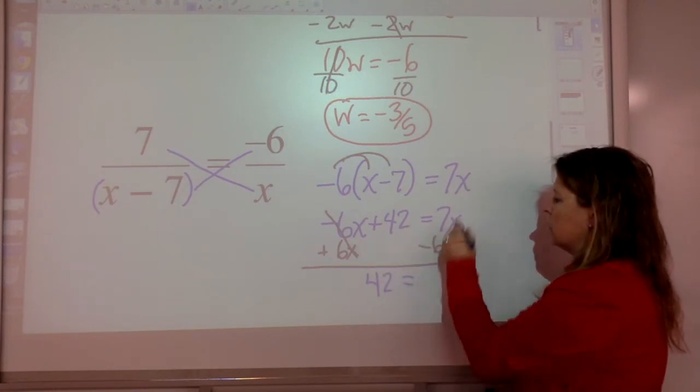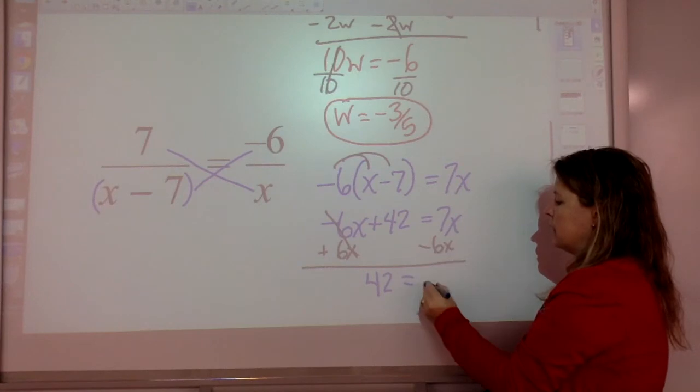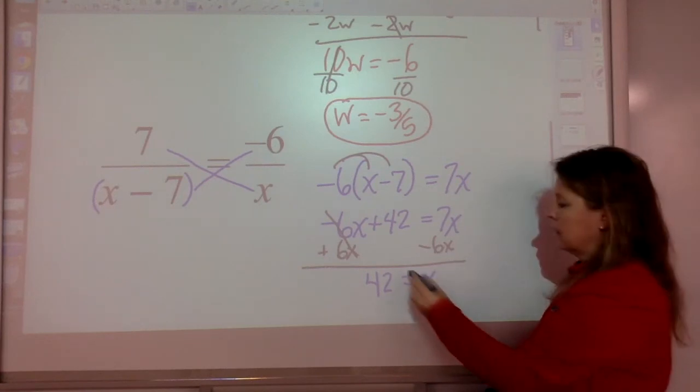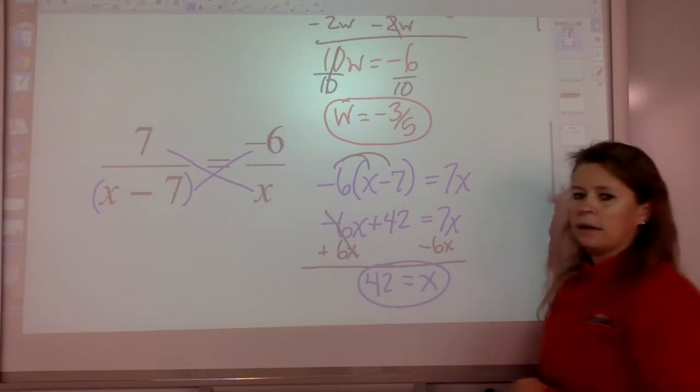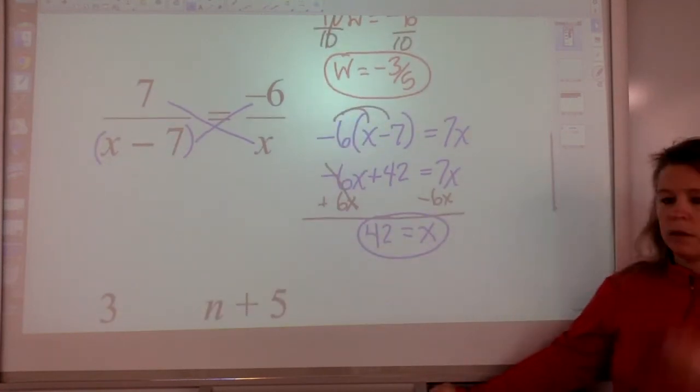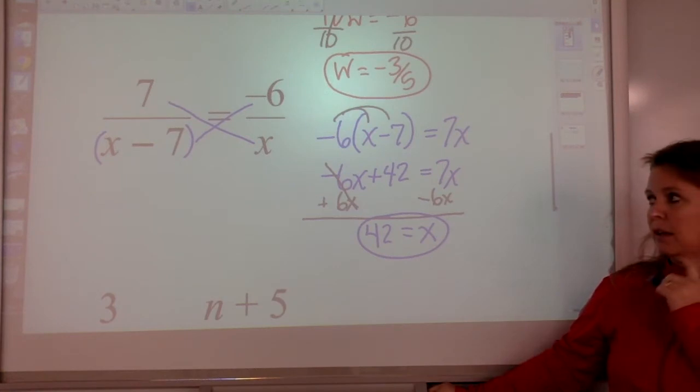42 equals 7x minus 6x is 1x. Don't put that 1 in front of the x. Saves you a step, you're already done. 42 equals x. And it's okay to leave it as 42 equals x. You don't have to plug it in.